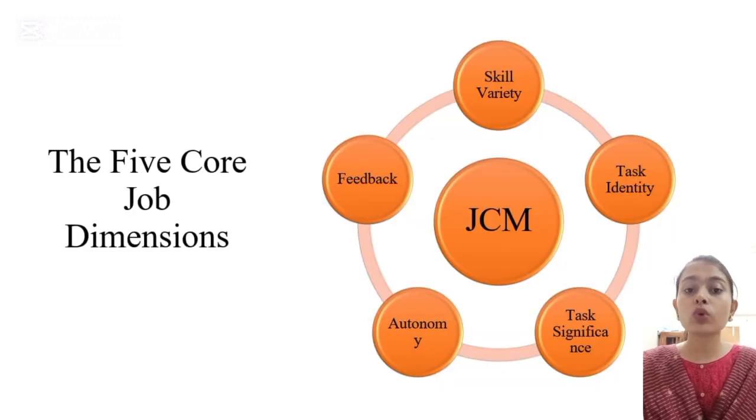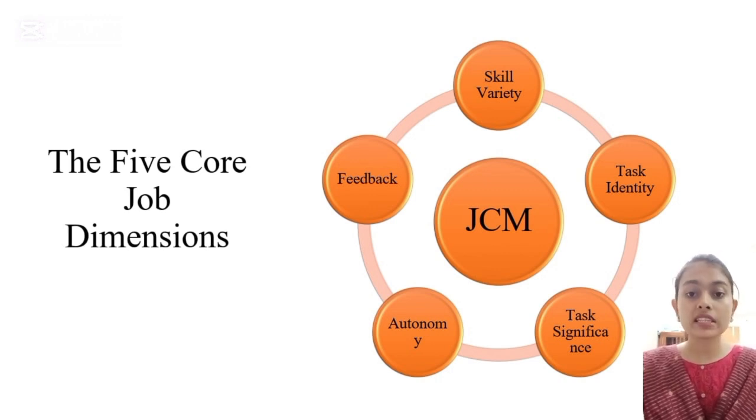Now, the five core dimensions. Let's break them down. First is skill variety. Does the job use different skills? For example, a garage owner who fixes cars, also talks to customers and manages the business. Next is task identity. Does the person complete a full task? Like a cabinet maker who builds a full piece of furniture has high task identity, but someone who only paints does not have that.